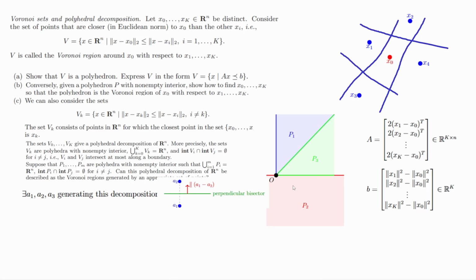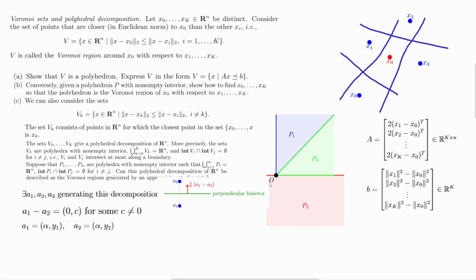So a perpendicular bisector has a normal vector parallel to A1 minus A2. So for the x-axis, the normal is (0, 1), so it's pointing in the y direction. So therefore, A1 minus A2 must be parallel to (0, 1). But wait a second. What this means is that A1 and A2 must have the same x-coordinate for the difference to be 0.